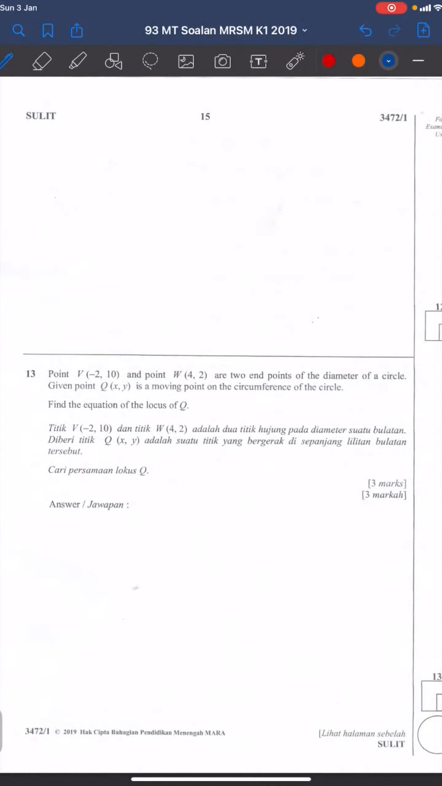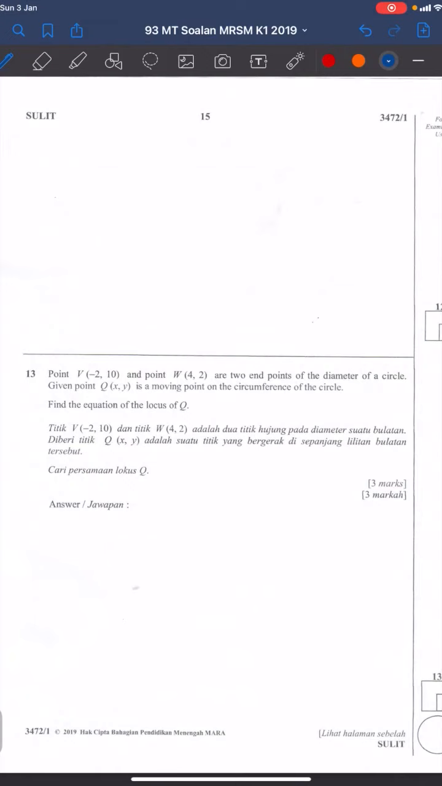Okay, so let's continue with question number 13. Okay, soalan nombor 13. Point V and point W are two endpoints of the diameter of a circle. Given point Q is a moving point on the circumference of the circle. Find the equation of the locus of Q.